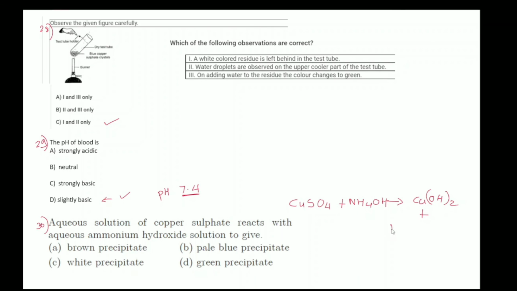Copper hydroxide is formed, plus ammonium sulfate is formed. Now this copper hydroxide is getting that blue color. What is formed? Blue precipitate. So it is option B, pale blue precipitate.